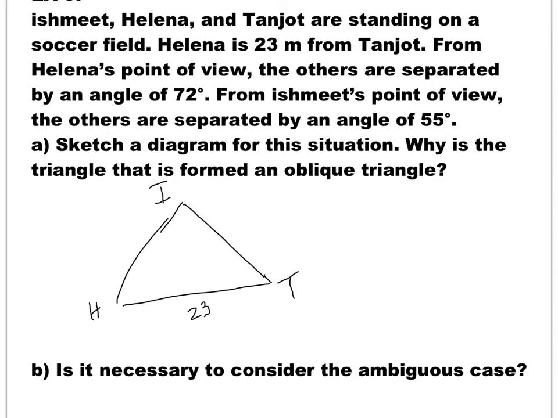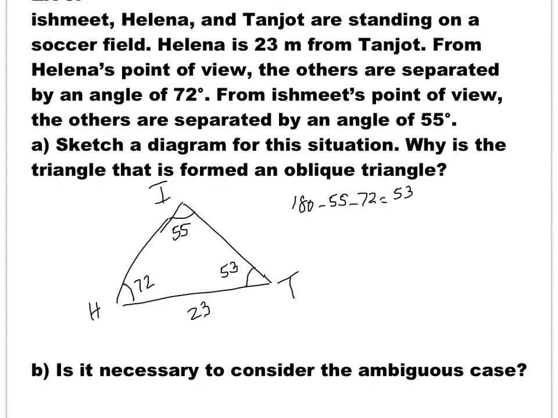From Helena's point of view, the others are separated by an angle of 72, so this angle is 72. From Ishmeet's point of view, the others are separated by a 55 degree angle, so this is 55. Now automatically, since the sum of the angles inside a triangle is 180, we can say that this angle is 180 minus 55 minus 72, which is going to be 53 degrees. So this is 53.